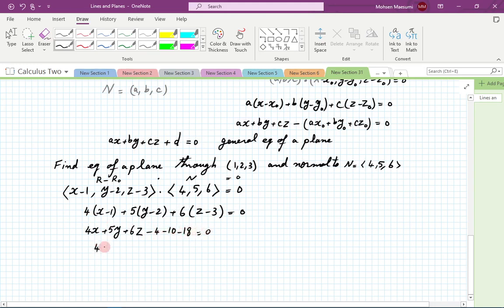So we might as well clean this up. 4x plus 5y plus 6z, 14 and 18 looks like it's minus 32. Okay, so that would be the general form. Again, in some texts they prefer to put this number on the other side. That's a matter of cosmetics. It's all the same.